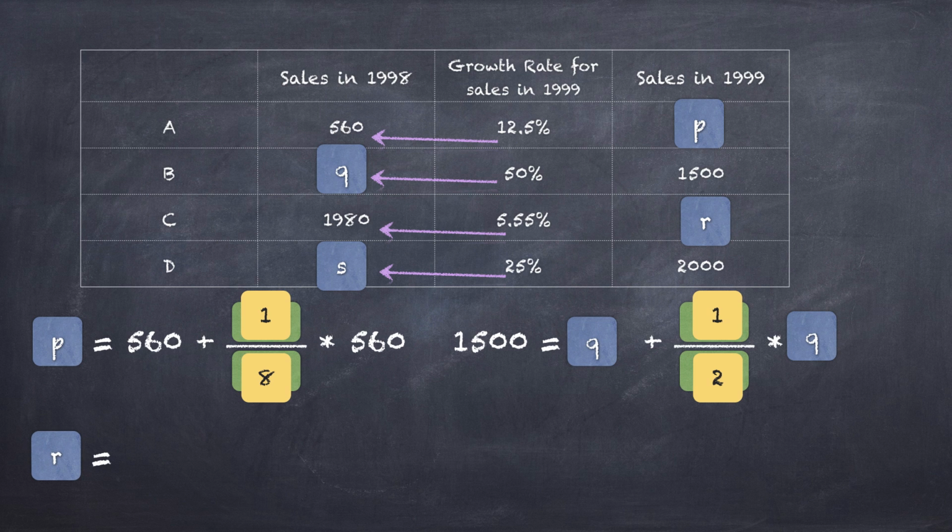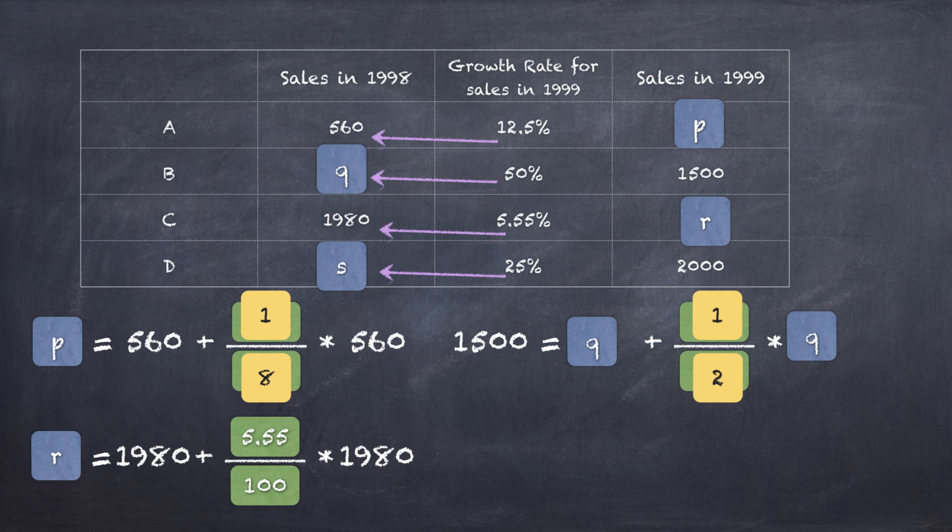Looking at the third one for company C, this 5.55% increase in the value of 1980, that means 1980 is increased by 5.55%. So 1980 plus 5.55 by 100 of 1980 will give you the value of R. 5.55, if I can remember from the previous session, is 1 by 18. So 1980 plus 1 by 18 of 1980.